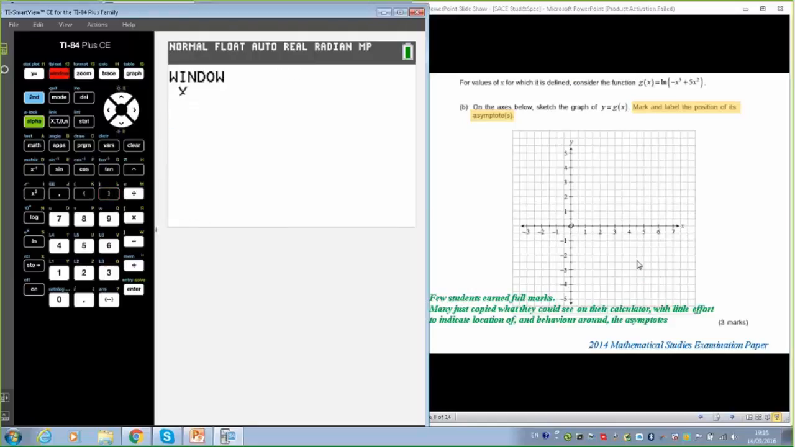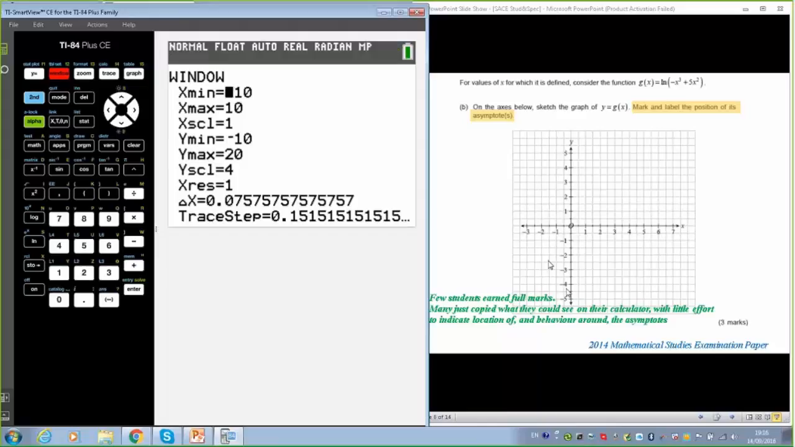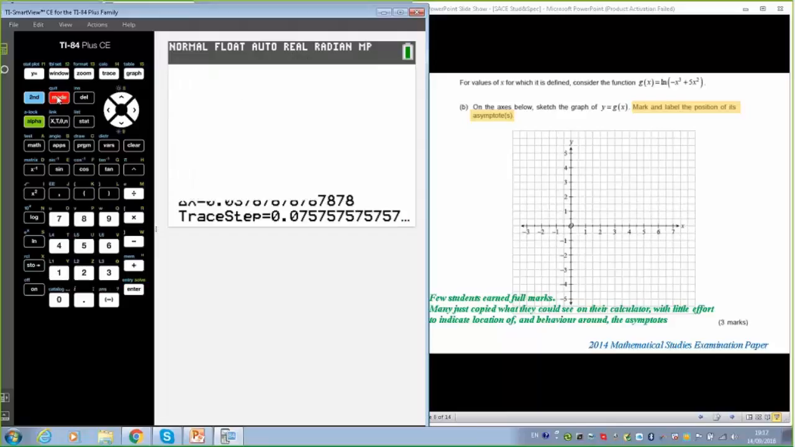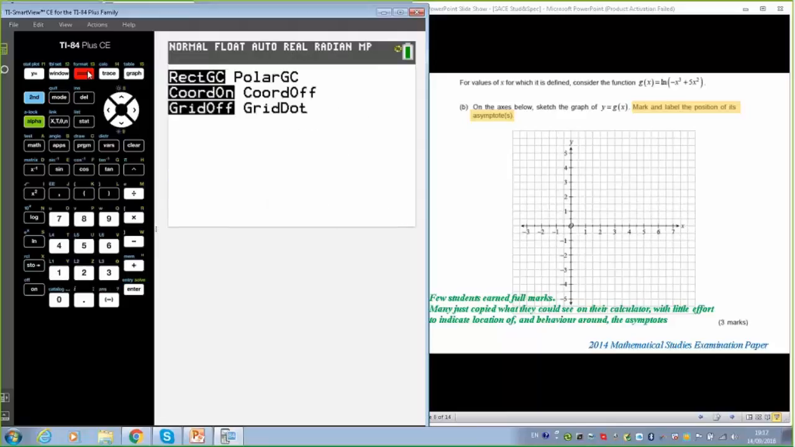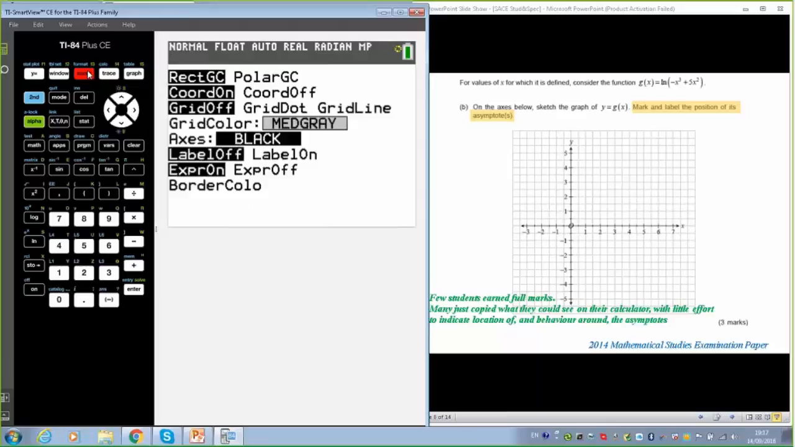Let's go to my window again and set it up so that it's exactly the same as what the question is saying. And if I wanted to, I could also put the grid lines on it. So to put the grid lines on it, I was going to press mode, and I don't think it is in mode. No, I didn't think it was. It's in format, which makes much more sense. And I could turn the grid lines on. So why don't we do that for this one?